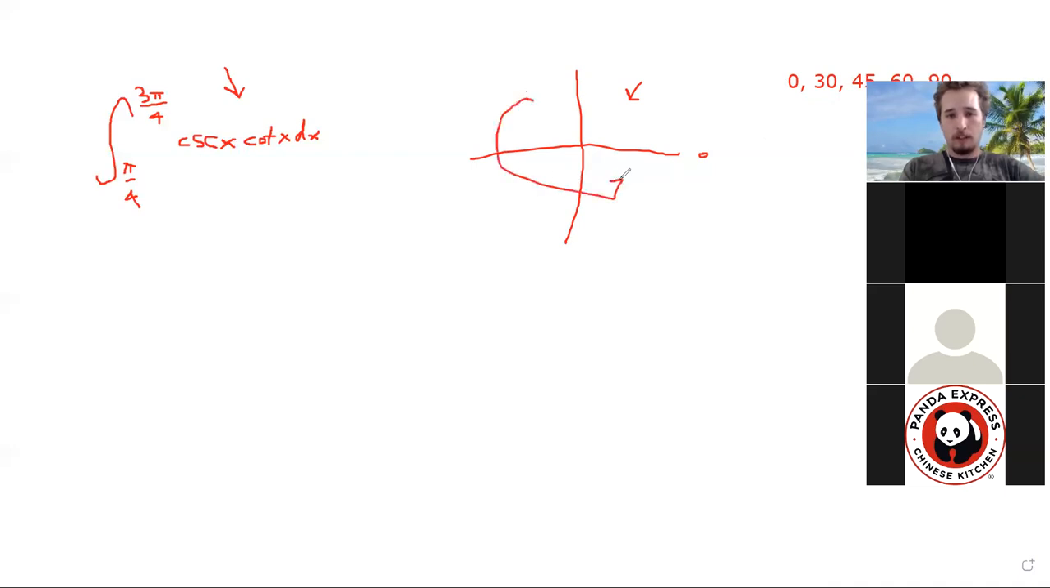by just multiplying by a negative. So for instance, let's take 60 degrees. We have 60 degrees again, right?